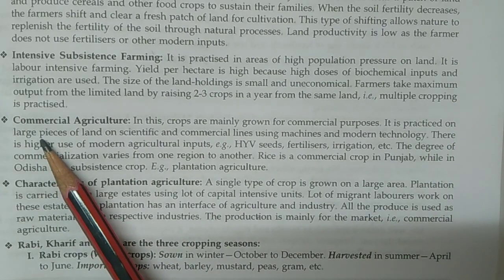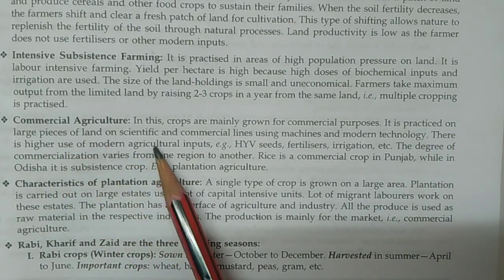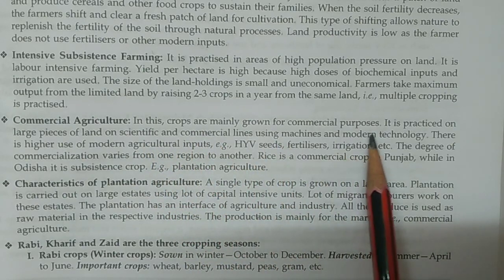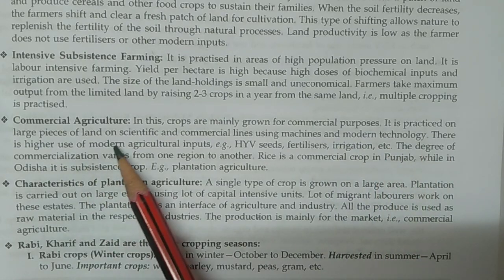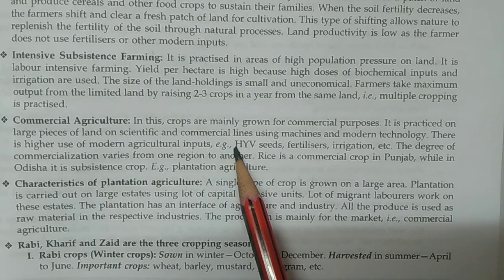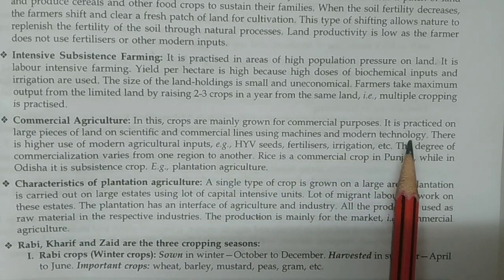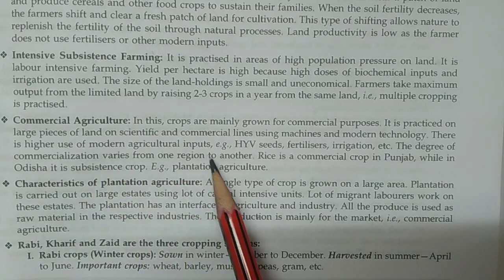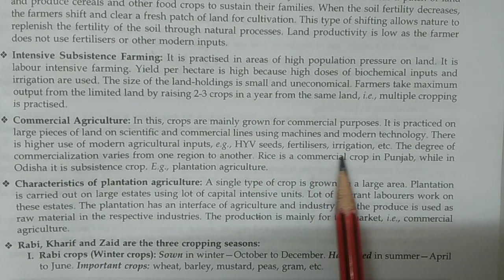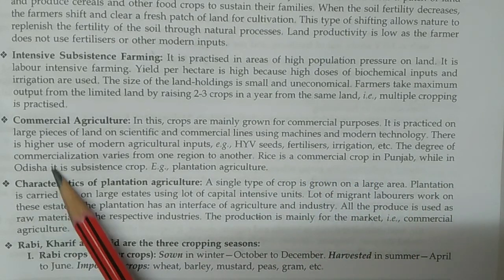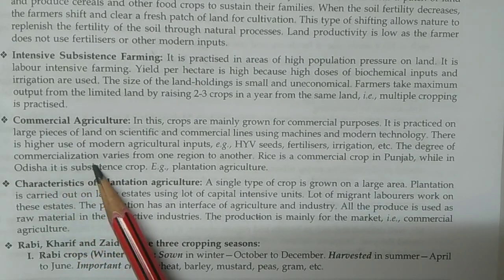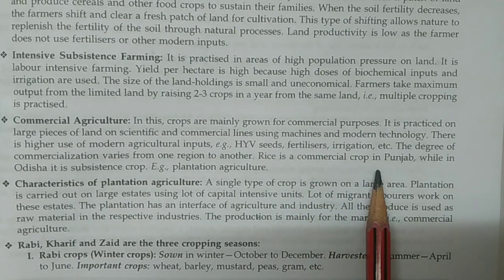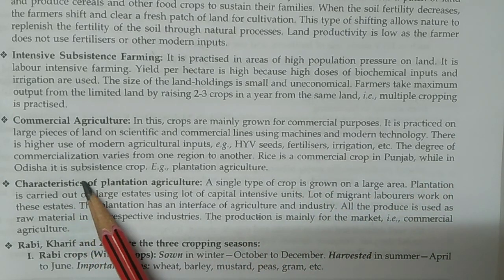Now, next is commercial agriculture. In this, crops are mainly grown for commercial purposes. It is practiced on large pieces of land on scientific and commercial lines using machines and modern technology. There is a higher use of modern agricultural inputs, for example, HYV seeds, fertilizers, irrigation, etc. The degree of commercialization varies from one region to another. Rice is a commercial crop in Punjab, while in Odisha it is a subsistence crop.